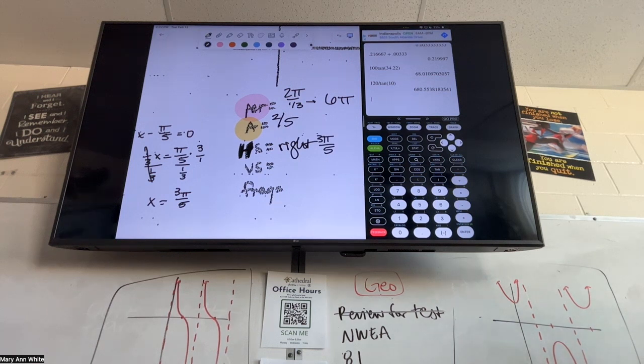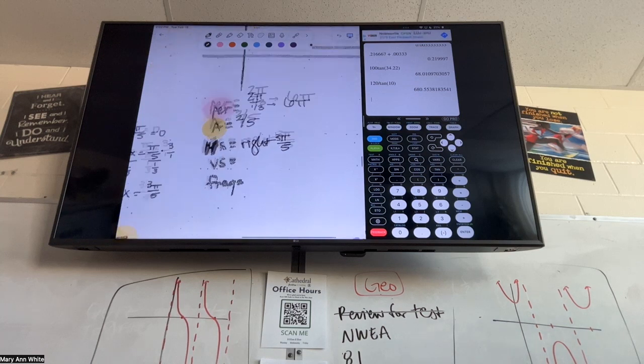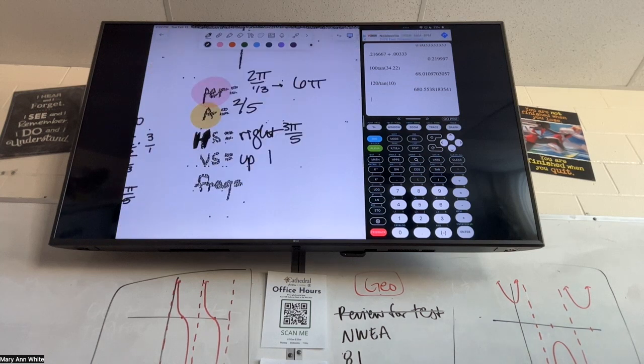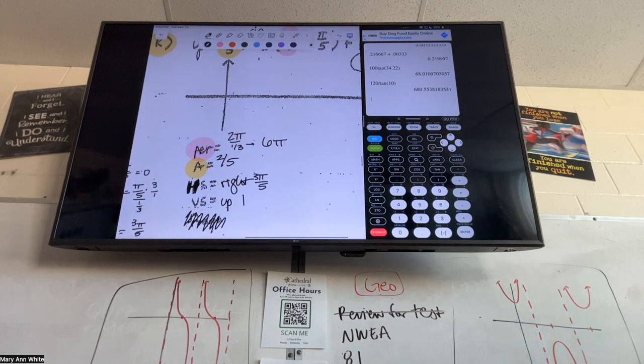Then I've got my vertical shift. Am I going up or down anything? Up 1, very good. And then you can cross out frequency. I don't do that. What is that? It has to do with the period and it just doesn't matter to anything else that we do. So I just didn't bother to learn it or teach it to you guys. Kind of a cop-out answer, but it doesn't affect how I graph it, so I just don't think it's worth talking about.